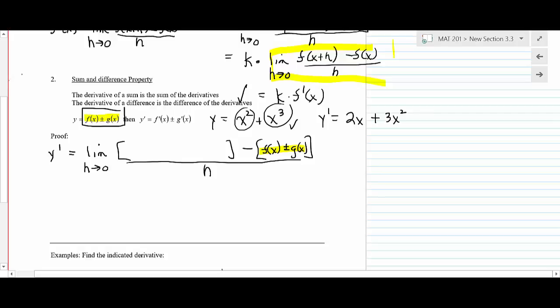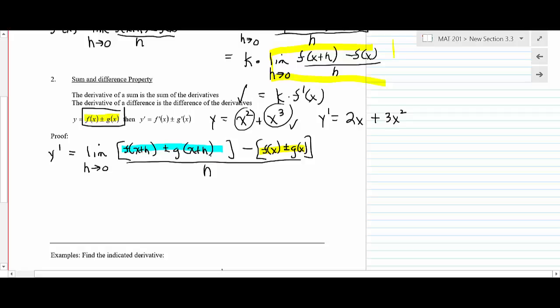Okay, what do you suspect goes in this parenthesis? F of x plus h plus or minus g of x plus h, right? Okay, it's the only difference, okay? So we'll put in here f of x plus h plus or minus g of x plus h like that.